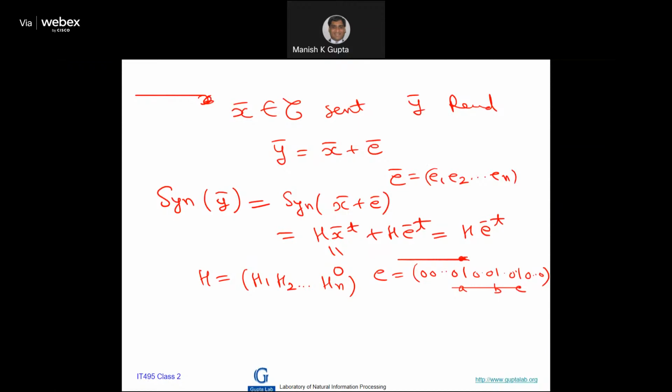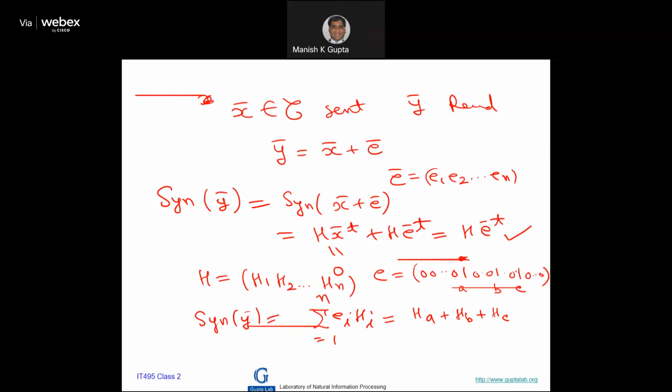Now, from this formula, if I compute syndrome, so syndrome is nothing but HE transpose. That means I can say that syndrome of Y is equal to summation EI HI, where HIs are column vectors, right? Because it is HE transpose, right? So I can write it like this, which is nothing but HA plus HB plus HC. So syndrome is nothing but the sum of the columns in the parity check matrix where the error occurred.